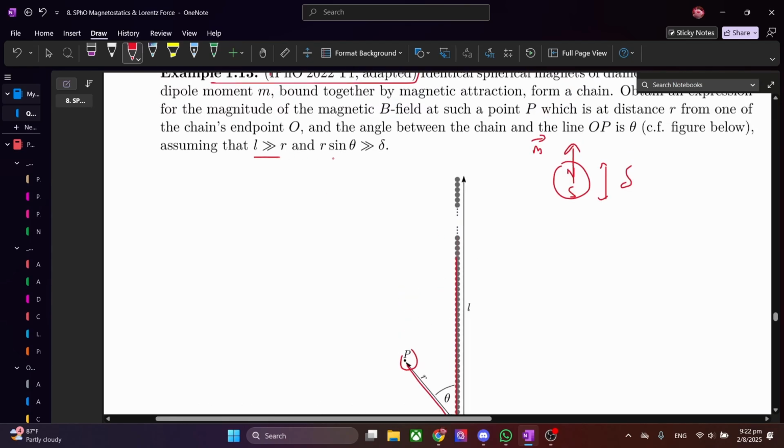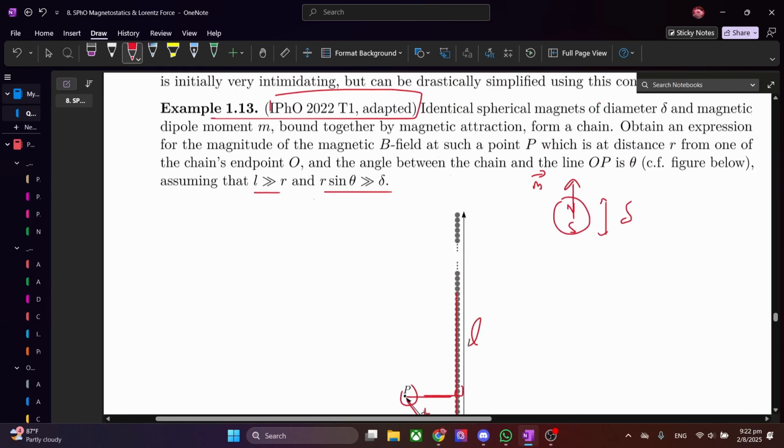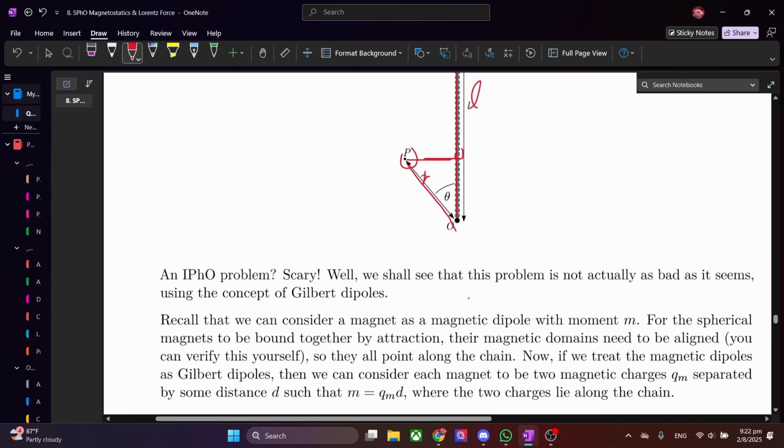Okay, the important things are these two assumptions. The first thing is that this L is much greater than your R, and your second thing is that this distance here is much greater than the diameter. So they want you to find the magnetic field.